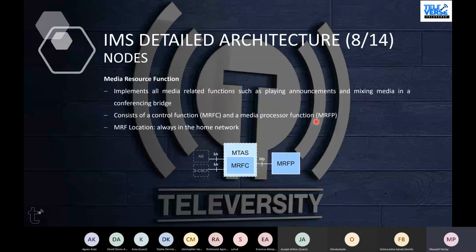In the IMS network, the node that handles the announcement parts or the mixing of media for conferencing is the MRF, which is broken down into two aspects. That's the MRFC, the control part, and then also the MRFP, the processing part.